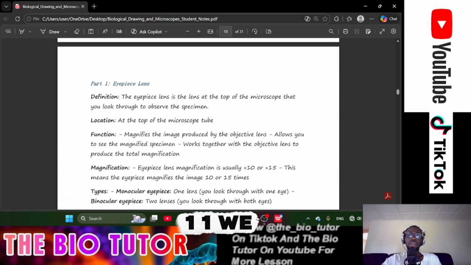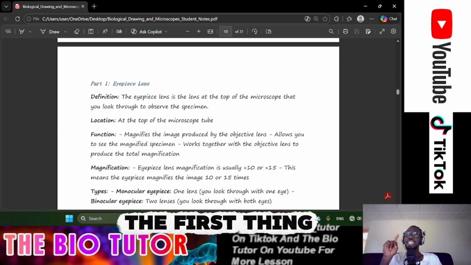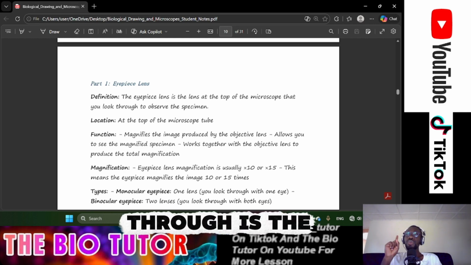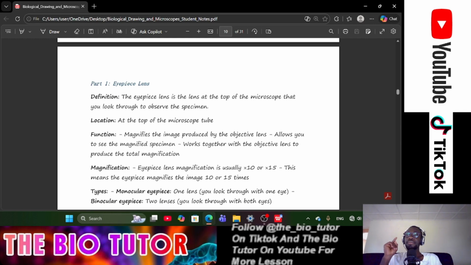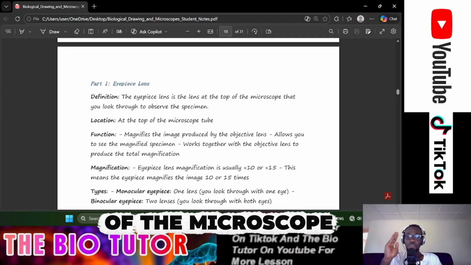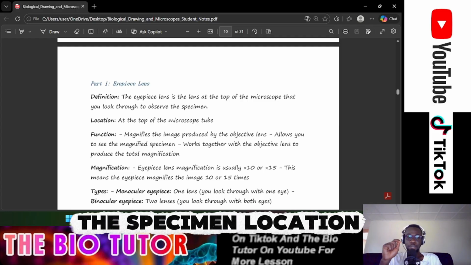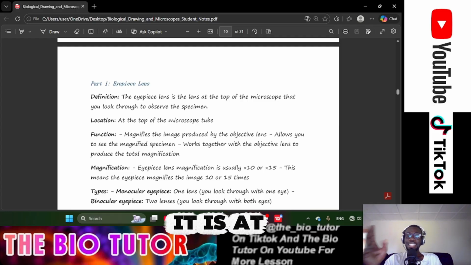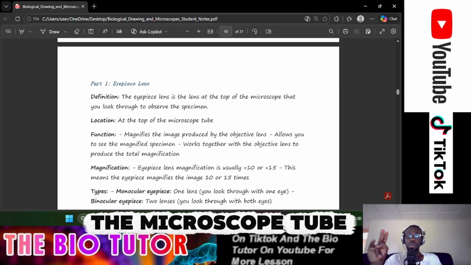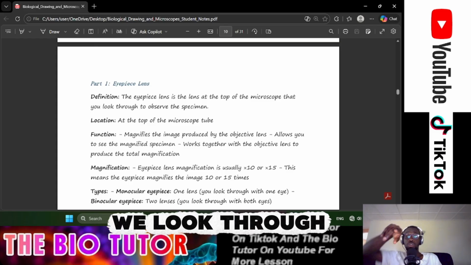One, we have the eyepiece lens. The first thing you will touch and look through is the eyepiece lens. The eyepiece lens is the lens at the top of the microscope that you look through to observe the specimen. Location: it is at the top of the microscope tube. So you can see that it has one or two openings we look through.